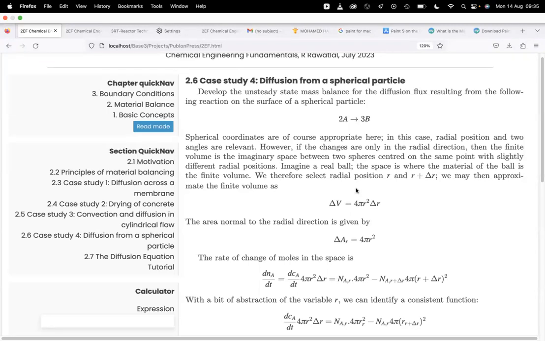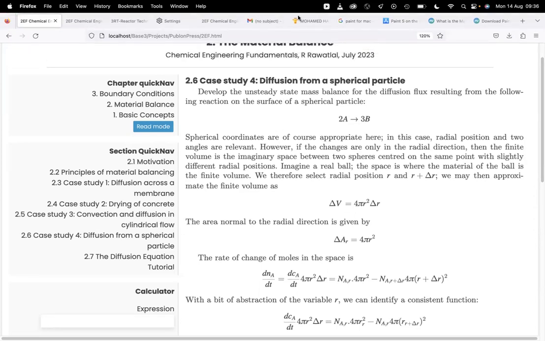Okay, welcome back, everyone. So we're now looking at diffusion from the spherical particle. And let's see, are we still recording?